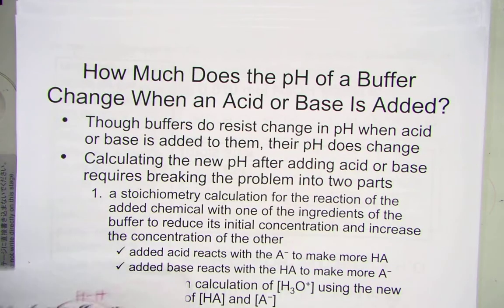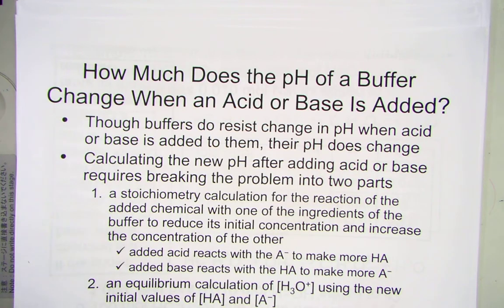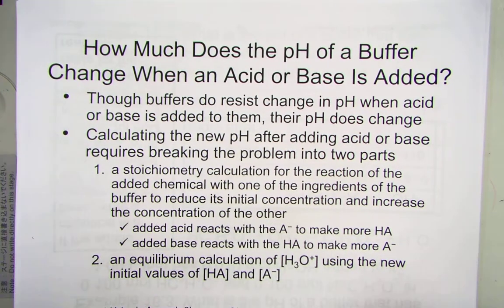Let's catch up to a new spot. How much does the pH of a buffer change when an acid or base is added? Though buffers do resist change in pH, when an acid or base is added to them, their pH does change somewhat. We do consume and produce acid and base ion. Calculating the new pH after adding acid or base requires breaking the problem into two parts. Number one, stoichiometry, our favorite word. We do a stoichiometry calculation for the reaction of the added chemical with one of the ingredients.